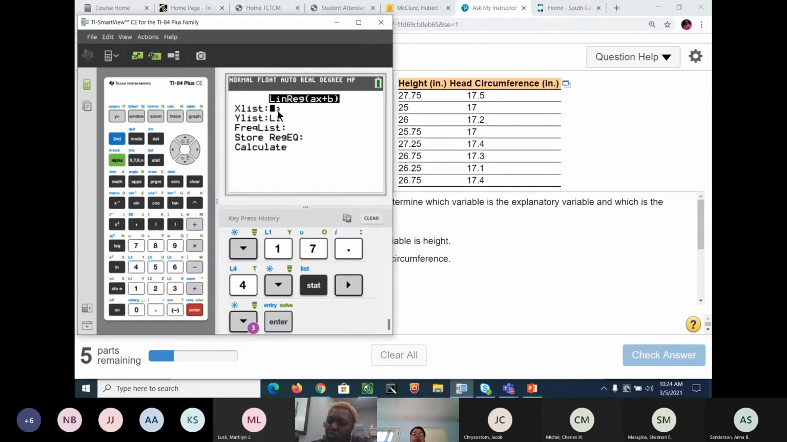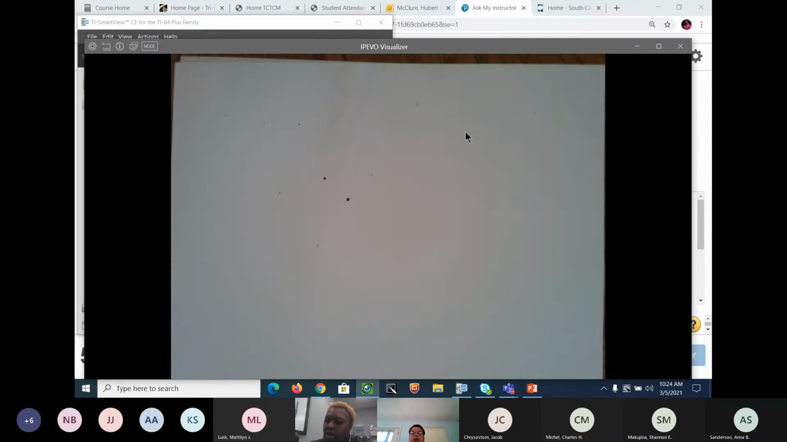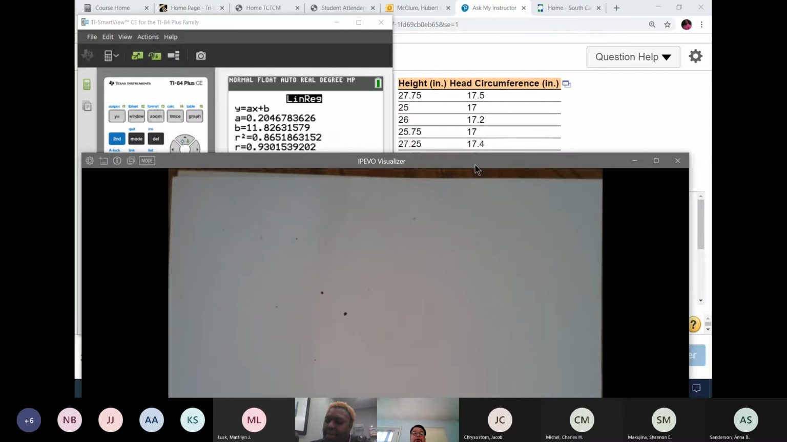Now, I've been playing with mine. So see, mine says L3. You don't want it to say L3. You want it to say L1 and L2. So I changed mine to L1 and then L2. Go down to hit calculate. There you go. So I'm going to write mine down, and I do this because I don't want to have to look at the calculator.